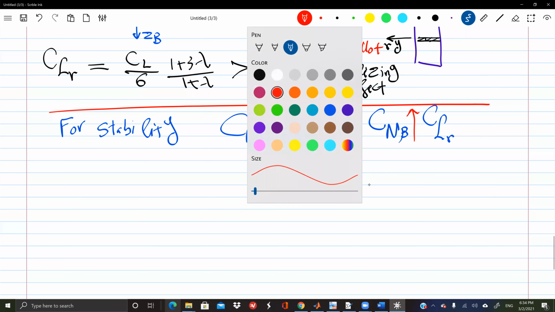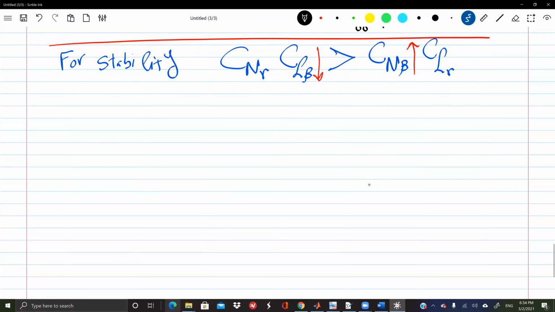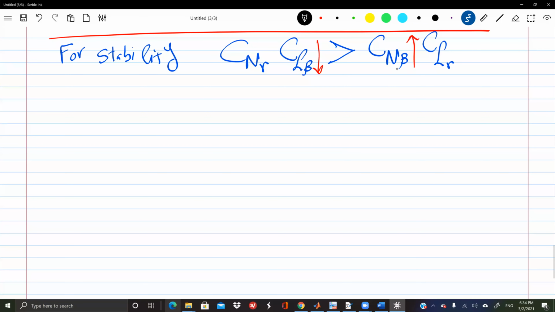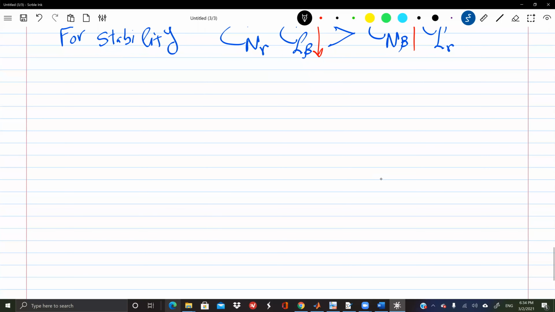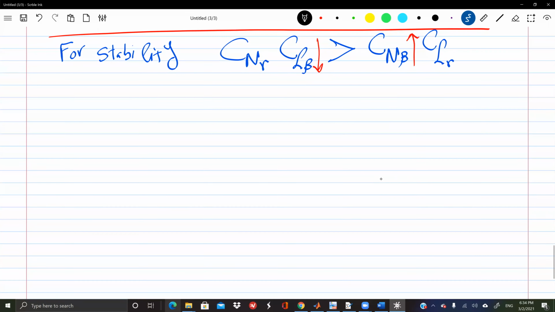So I'm going to review with you the requirement for stability when we have a side slip. Actually, we had two requirements for stability. So here is an airplane.